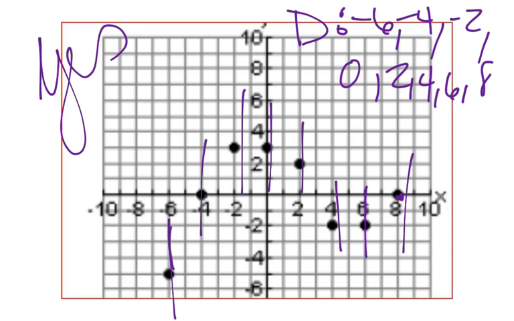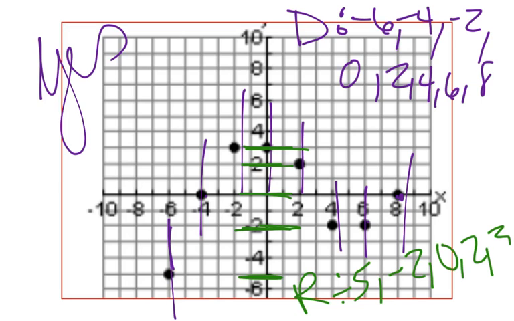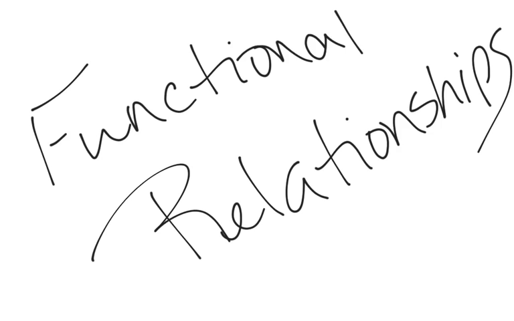I took each dot and looked to see what the x value was for it. Range is the same thing, but you're using the y values. Anywhere that you had a dot, figure out what the y value was. So my range is -5, -2, 0, 2, and 3. That's functional relationships. If you have any questions, come see me during speed.